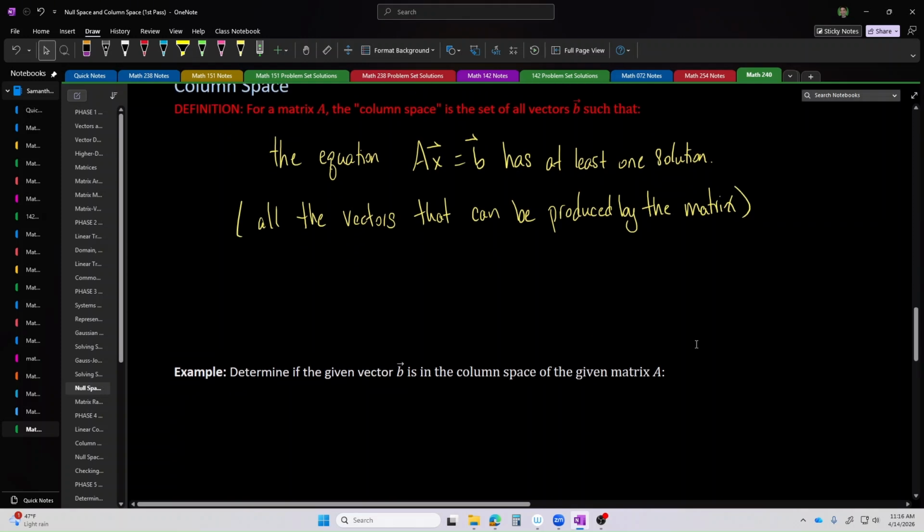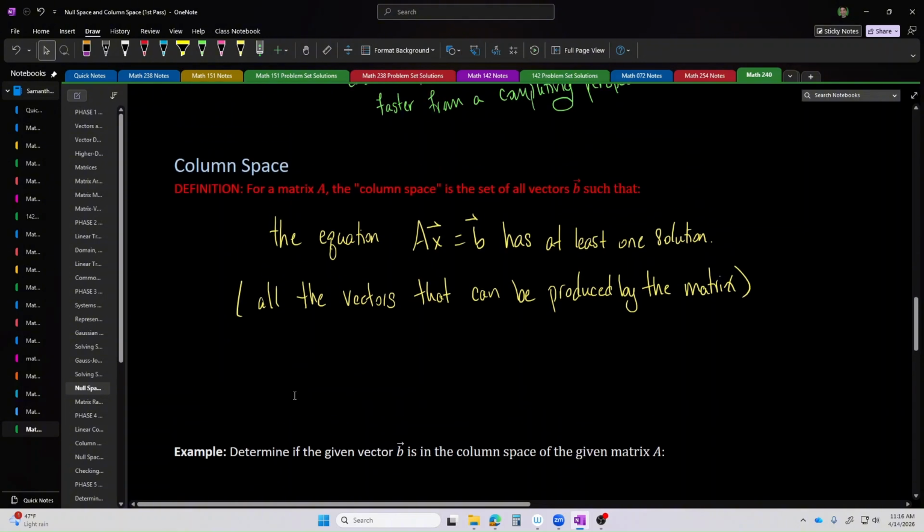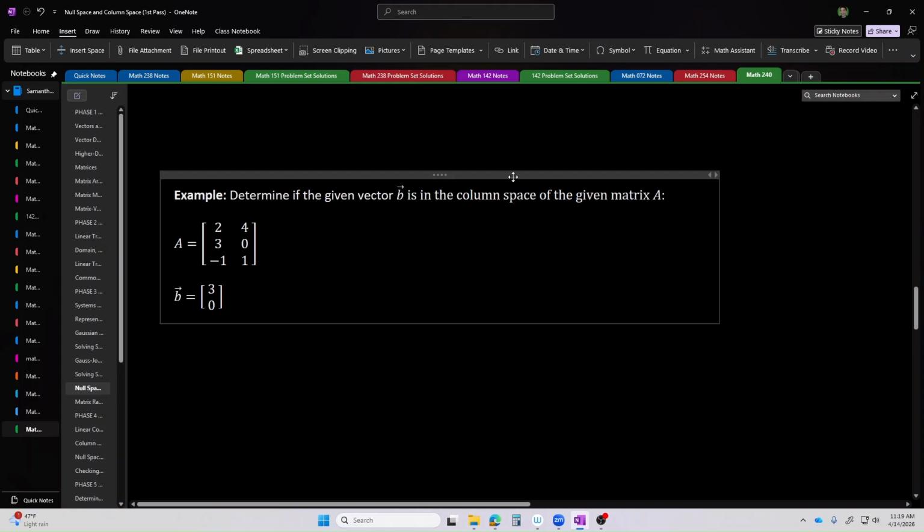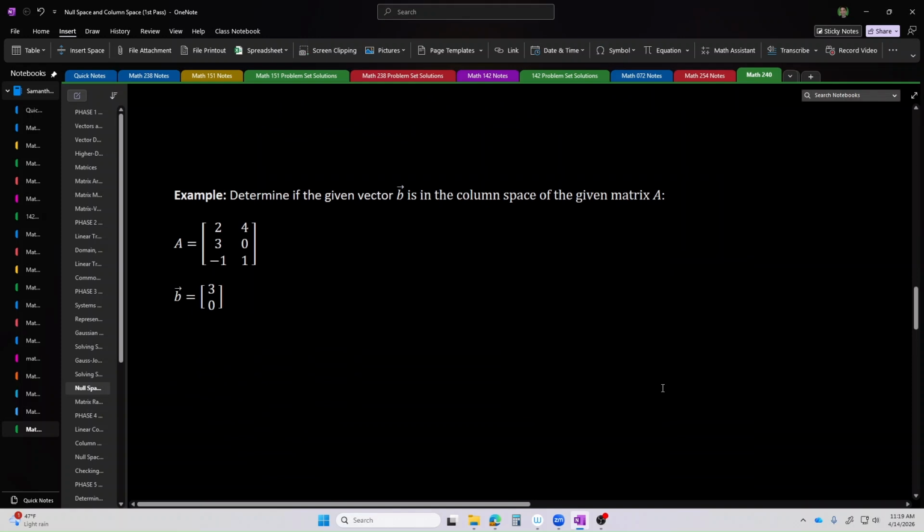So once again, you may already be noticing a connection between this definition and one of the definitions that we arrived upon earlier in this class, the definition of range. The range of a function, the range of a transformation, is everything that can be produced by this transformation. And similarly here, when we talk about the column space of a matrix, we are talking about all the vectors that can be produced by that matrix. So let's get some practice checking to see if a single given vector is in the column space of a given matrix A.